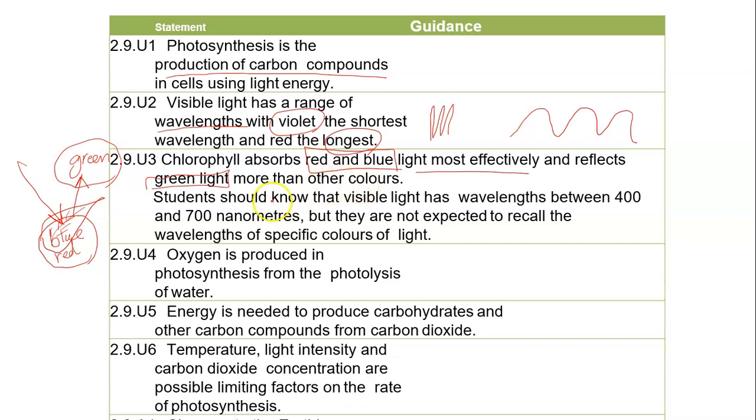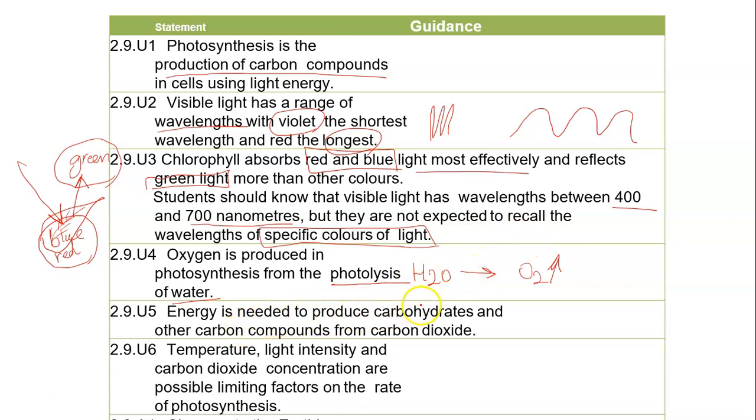Okay, students should note that visible light has a wavelength between 400 and 700 nanometers, but they are not expected to recall the wavelength of specific colors of light. You just need to know the range of the colors between 400 and 700. And what does that mean? Oxygen is produced in photosynthesis from the photolysis of water. So if the water is getting photolysed, then oxygen will be produced. And the oxygen is coming from the photolysis of the water.